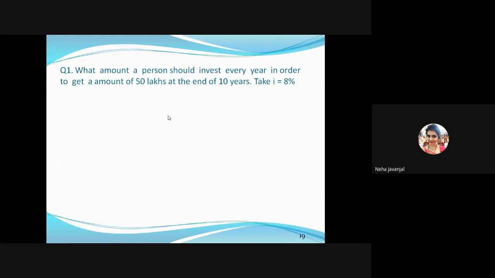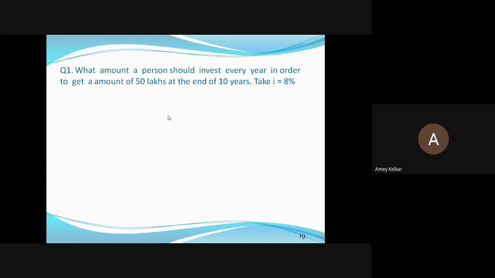Sir, here it is asked that the annuity is asked: which amount the person should invest every year, that is the annuity, in order to get an amount of 50 lakhs, that means it is the future worth. Correct, very good. It is 10 years and 8%.